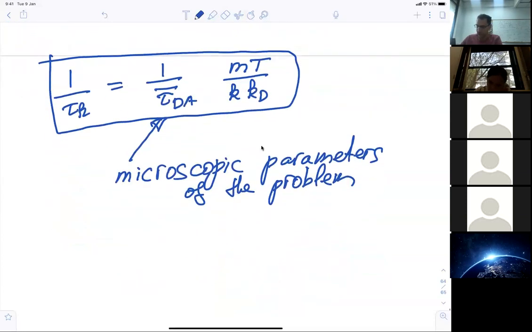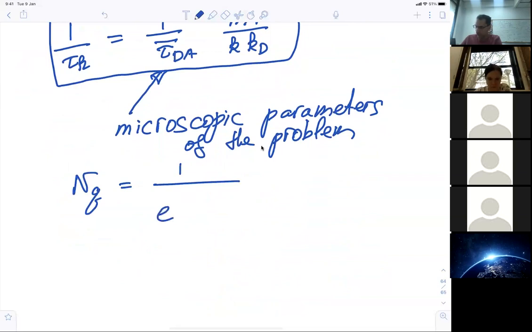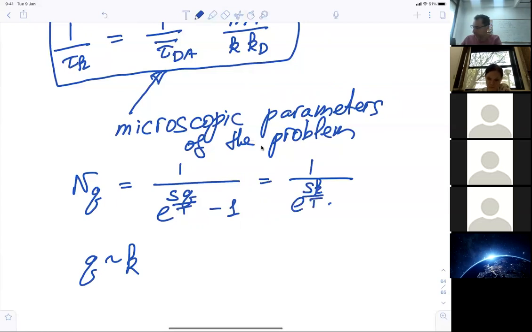So typically, in this range, the typical number of phonons at thermal Q will be 1 over e to the power (epsilon of typical Q divided by temperature) minus 1. Typical Q will be k. So this will be typically e to the power (epsilon k over temperature) minus 1.